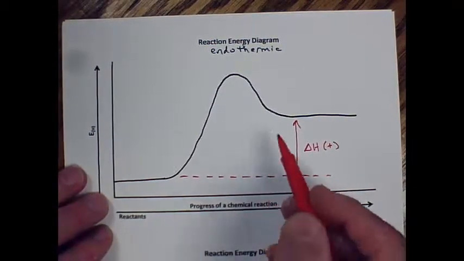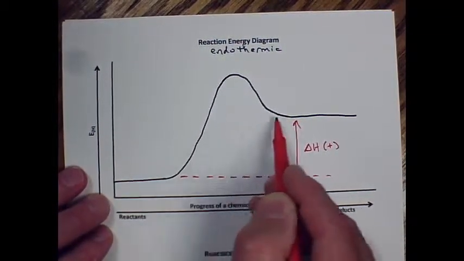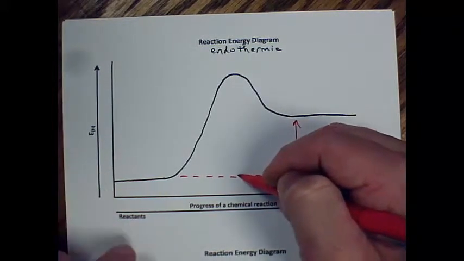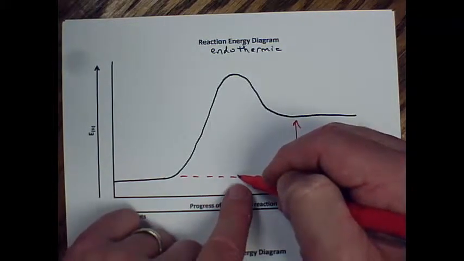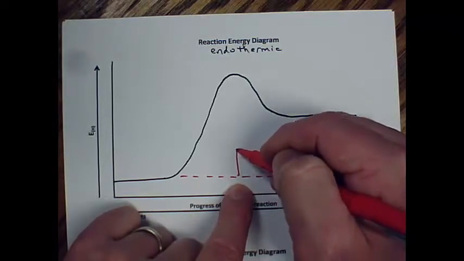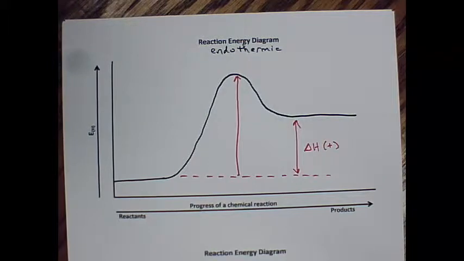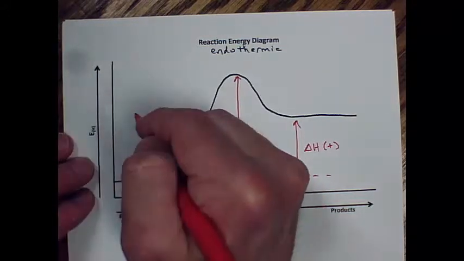Now in this case, the activation energy doesn't go from this plateau here. It goes all the way from the beginning. Activation energy goes from whatever the starting amount of energy stored in the system is to the top of that hill, the amount of energy you are required to add to the system to make this reaction move forward. That's the activation energy.